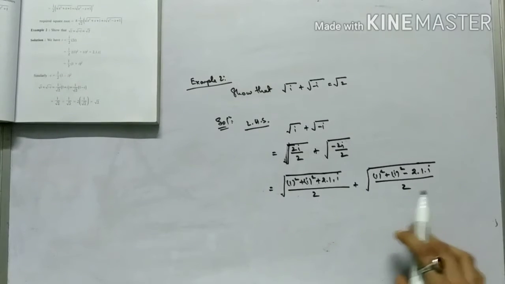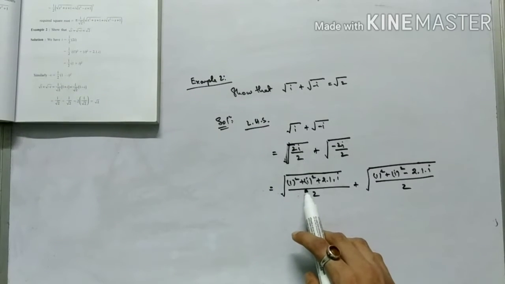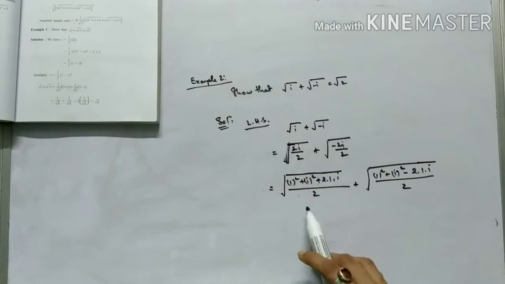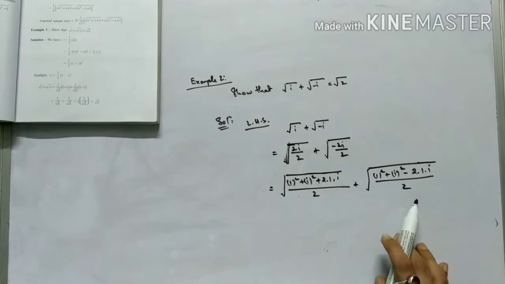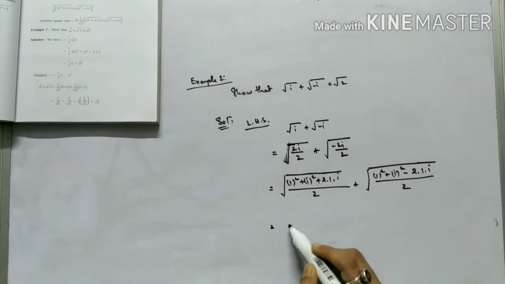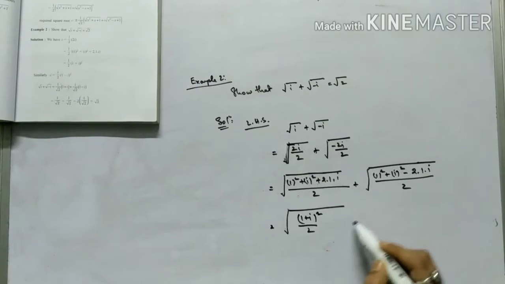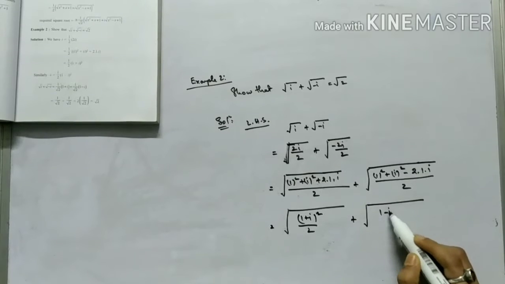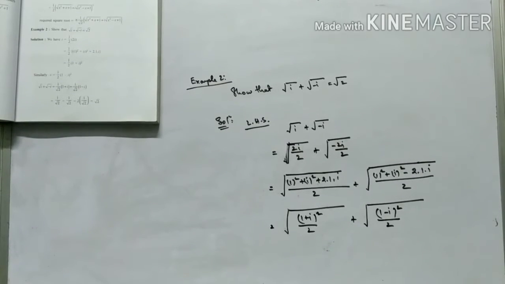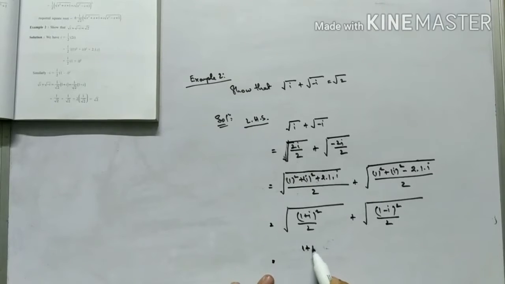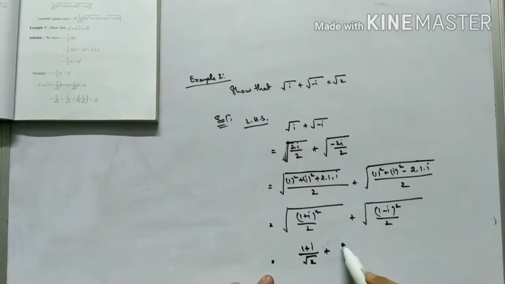This 2i I can write in this way, because 1 square is 1 plus i square is minus 1. 1 minus 1 will cancel. Ultimately I'll get twice i only, which is this one. And here also the same. So now this gives me root over 1 plus i the whole square by 2 plus root over 1 minus i the whole square by 2. So this gives me 1 plus i by root 2 plus 1 minus i by root 2.